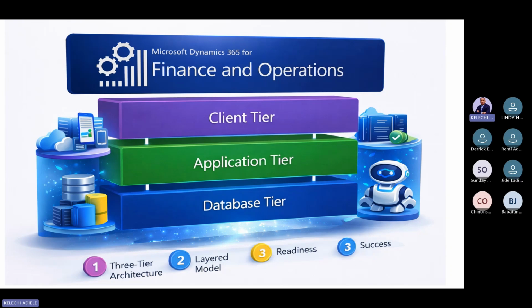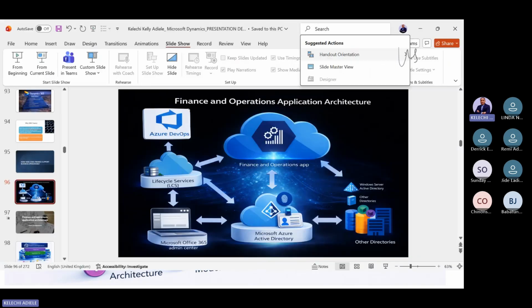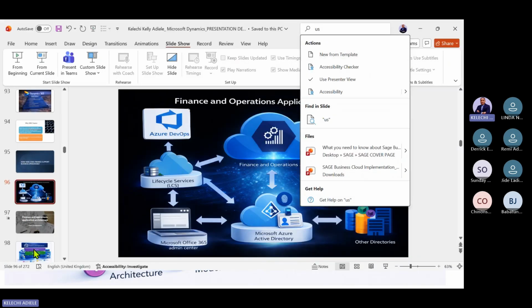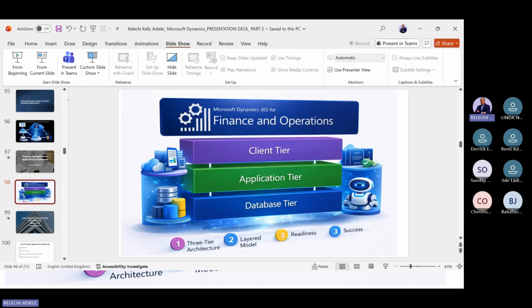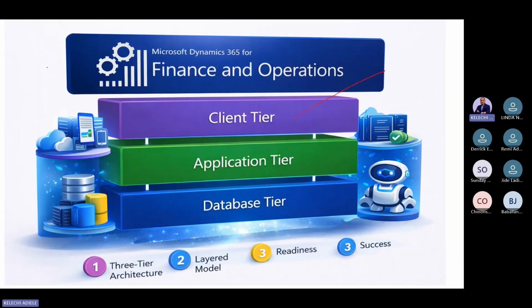So let's look at them. Let me explain them. What is a client layer? This is what users see and interact with. Every user sits within a client in the system. We can also call it the presentation layer. So we have the database layer, the application layer, and the client or presentation layer.